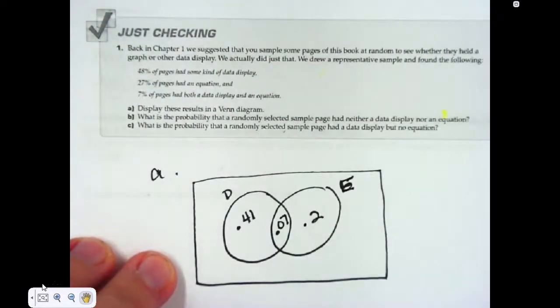Now, they want what's the probability that a randomly selected page had neither a data display nor an equation. Okay? So they're looking for neither in this case.